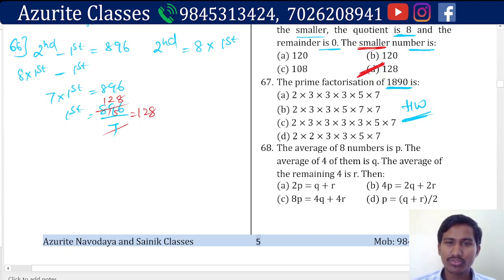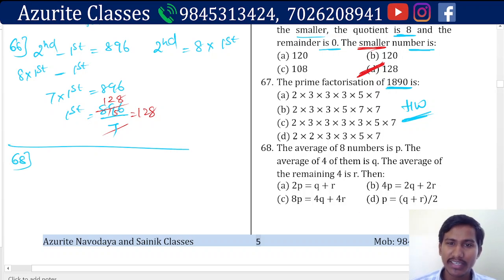So question 68: the average of 8 numbers is P, the average of 4 of them is Q, and the average of the remaining 4 is R. Eight numbers are there, so 4, 4, 8 will come. If you add their sums, you will get the answer. So what do we have to do?